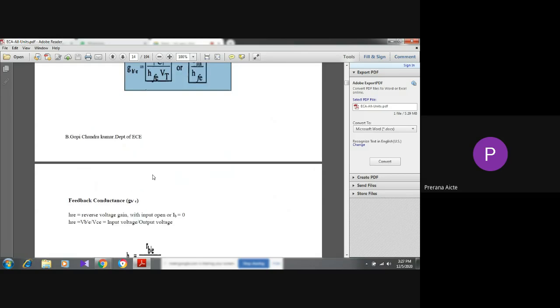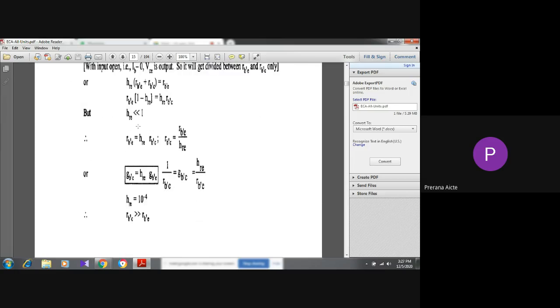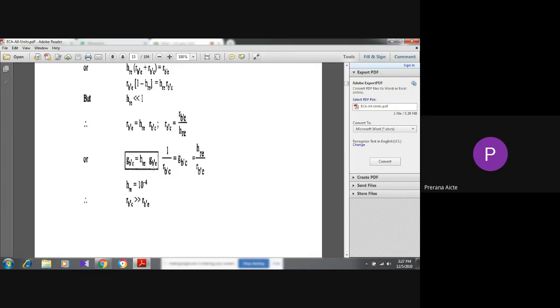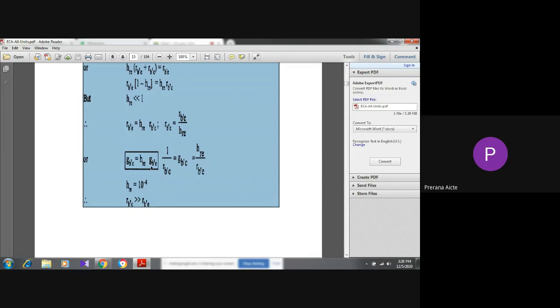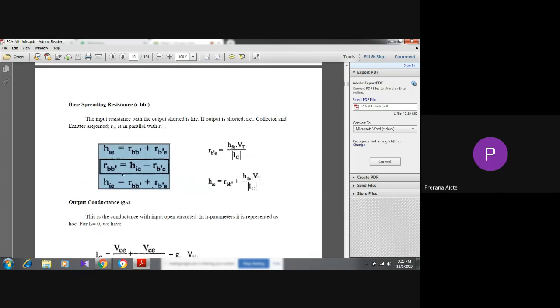Similarly, feedback conductance gB'C. The formula is hRE into gB'E. Okay, gB'C is equal to hRE into gB'E, or another formula is hRE by rB'E. Next, base spreading resistance rBB'. Base spreading resistance means this resistance is connected between B and B', external node and internal node. That's why it is called base spreading resistance. This base spreading resistance formula is hIE minus rB'E.